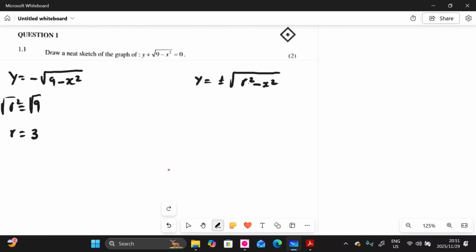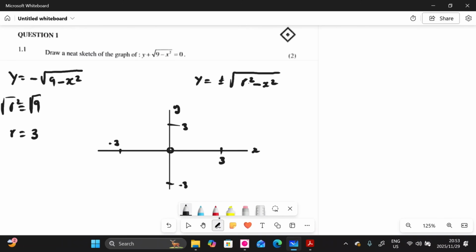So let's draw our Cartesian plane. All right, so here's our Cartesian plane. Since our radius is 3, we can just insert the points where 3 is: positive and negative 3 on the x-axis, positive 3 and negative 3 on the y-axis. Like I said, this is a semicircle, but it's cutting on y. So this is a lower semicircle. Because of this negative here, this semicircle is going to cut on the negative side of y.